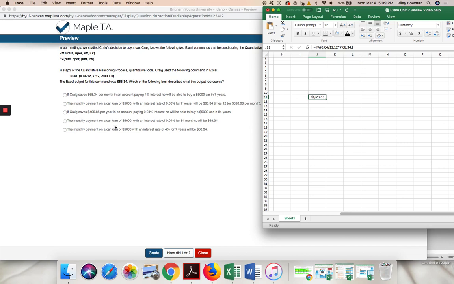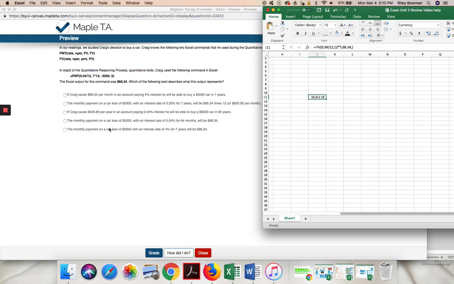The next one: the monthly payment for a car loan of $5,000 with an interest rate of 0.04% for 84 months will be 68.34. So really close on this one, but you'll notice this. So we'll go right to the beginning. $5,000, so far that looks good, with an interest rate of 0.04%. So that is the decimal 0.04. To change it to the percent, just like the previous one, move it over is 4%, so that's wrong. But the 84 months, that matches. 7 times 12 will be 84 months, and it does give you the payment of 68.34, so that was really close. Small catchy thing right there.